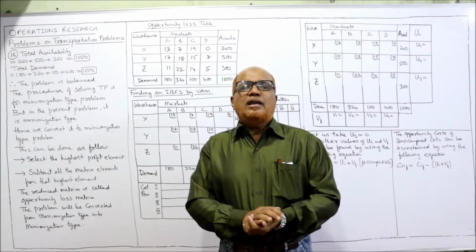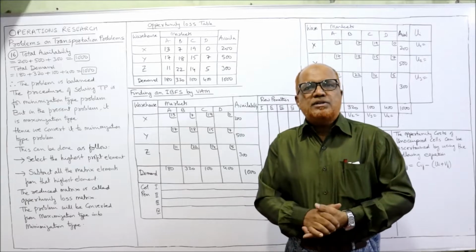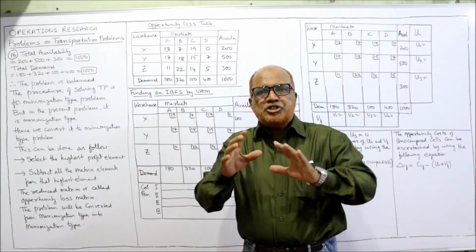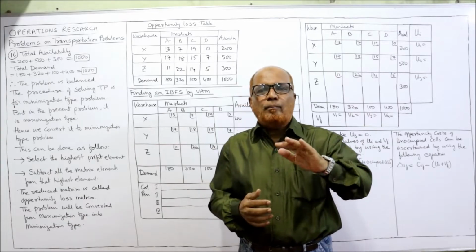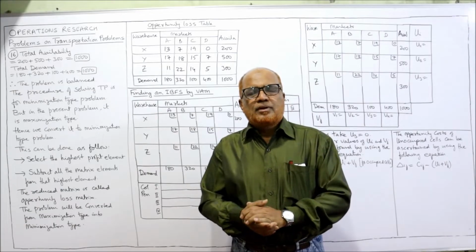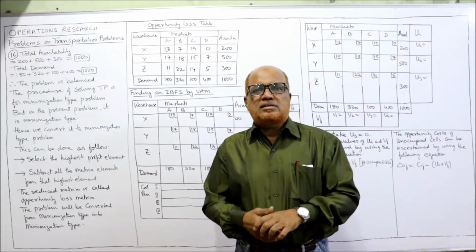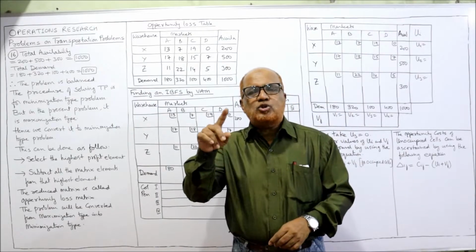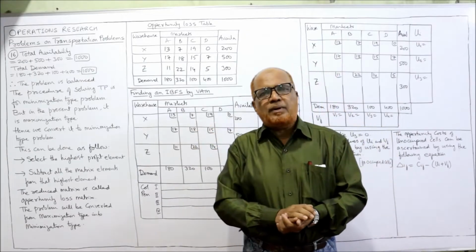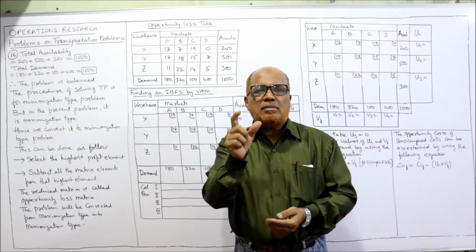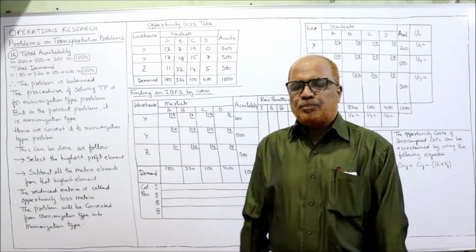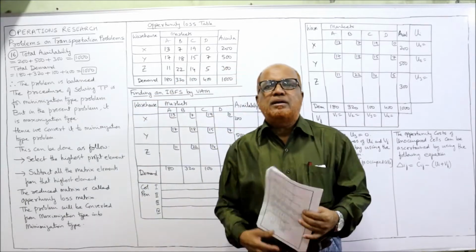But in this problem, the new concept is the maximization problem. So how to find the scheduling of transportation in order to maximize a certain variable. The variable is profit. Normally cost should be minimized, the losses should be minimized, but the profit should be maximized. This is the first and only problem where I am going to explain how to solve a maximization problem in transportation.